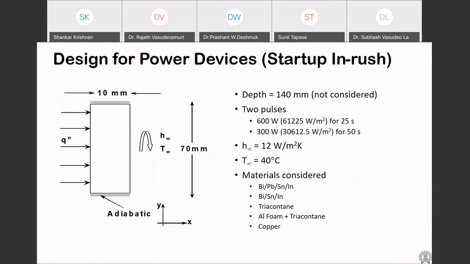So now we'll just look into, those are some impacts on natural convection. However, we'll come back to some realistic application. This was a problem that we did with Rockwell Automation. Their motors had a situation where they would dissipate about 600 watts for a period of 25 seconds. Or they could also see, in another case, 300 watts of heat dissipation for 50 seconds.